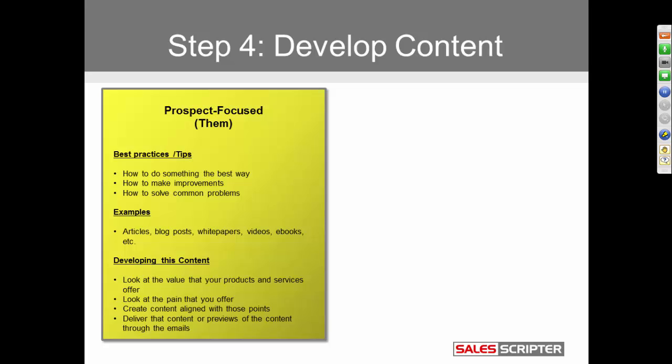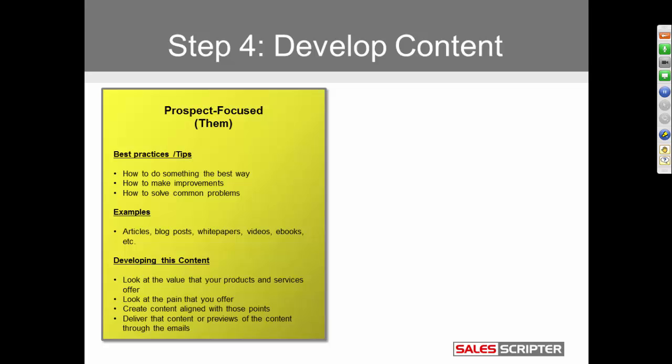So an easy way to think of this is content that is more geared towards your prospect. And this is probably the type of content that most people don't think about sending. It's the type of content where you're sending tips and helpful information to your prospect. So you might send them tips on how to do something the best way, how to make something work better, how to make improvements, how to solve common problems.